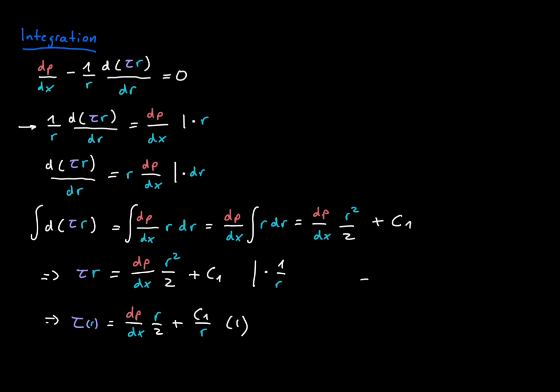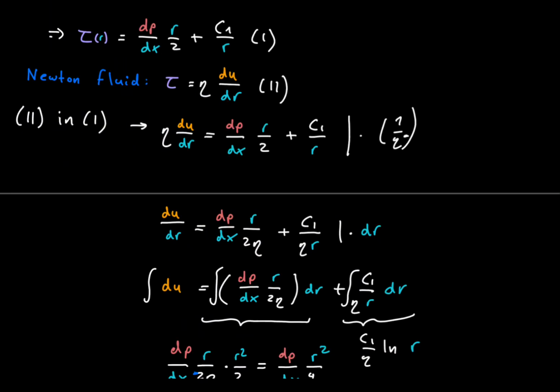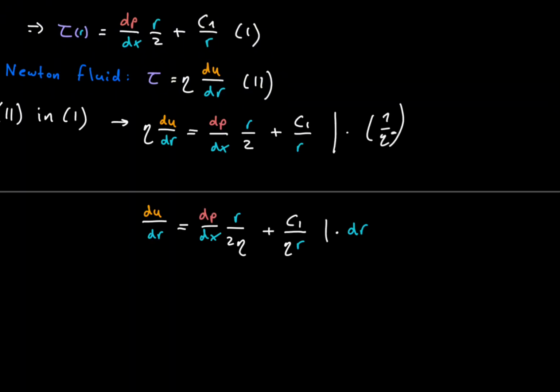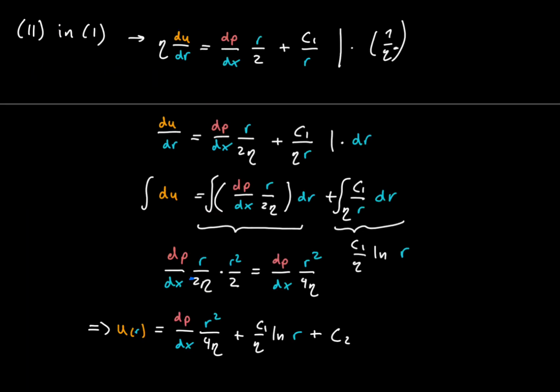Now we choose the constitutive law. Here we explicitly assume a Newtonian fluid, because it's the most common case. For a Newtonian fluid, shear stress is proportional to the velocity gradient. Tau equals viscosity times du over dr. Substituting this relation into the shear stress expression and integrating again with respect to r gives the general velocity profile with two integration constants. This is where you see the r squared term, the logarithmic term, and c2.